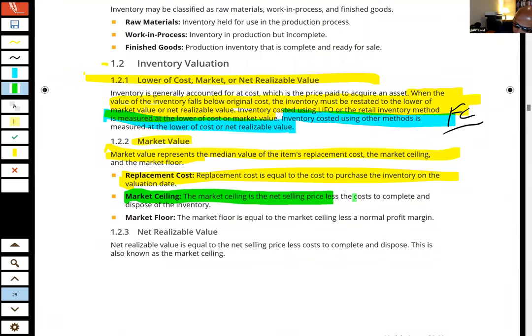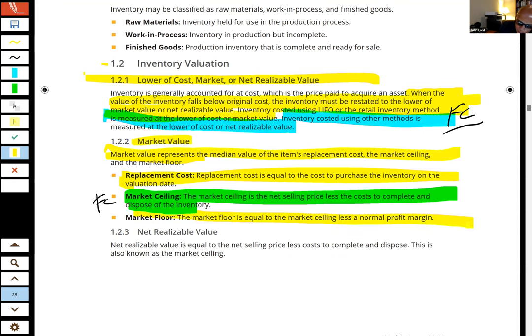Market ceiling is the net realizable selling price less the cost to complete and dispose of the inventory. Flashcard that. The market floor is basically the net realizable value that we just calculated, less a normal profit margin. So net realizable value is essentially what? The market ceiling. So flashcard the definition of net realizable value, which is essentially the market ceiling, and flashcard how you calculate the market ceiling, and then flashcard how you calculate the market floor.